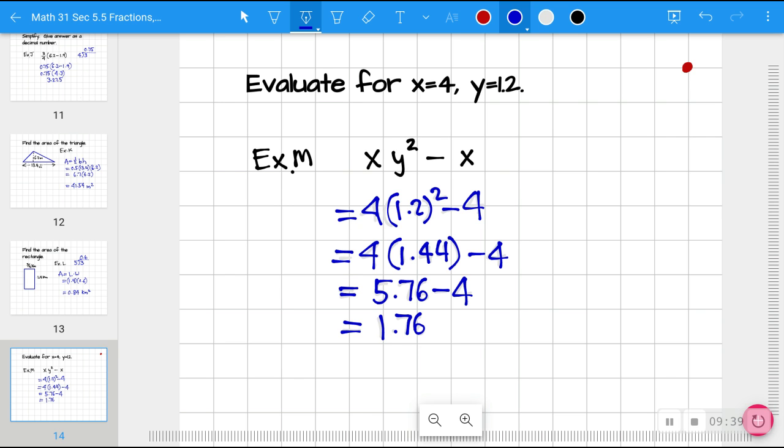Okay, so that does it for section 5.5, and we got quite a variety in there, but you got some converting from decimals or fractions to decimals, and we had some order of operations and quite a number of things. So I hope this helps you.